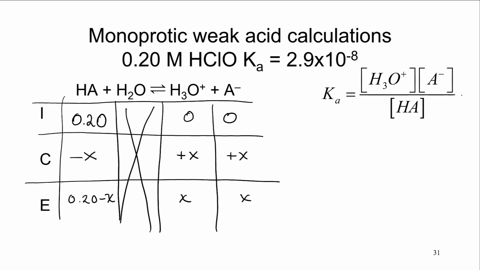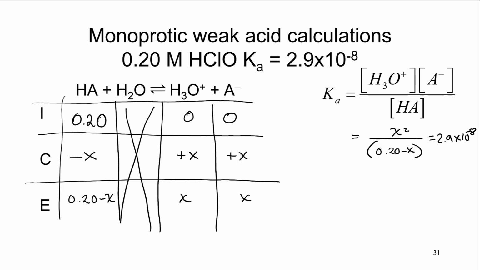So when I take my Ka expression, that's going to be equal to x times x, or x squared, divided by the concentration minus x. And a lot of times I put parentheses down here just to remind myself when I'm solving to use parentheses for the denominator. That's going to be equal to 2.9 times 10 to the minus 8. Now, to solve this problem requires using a quadratic, and I'm just going to rewrite this as x squared.